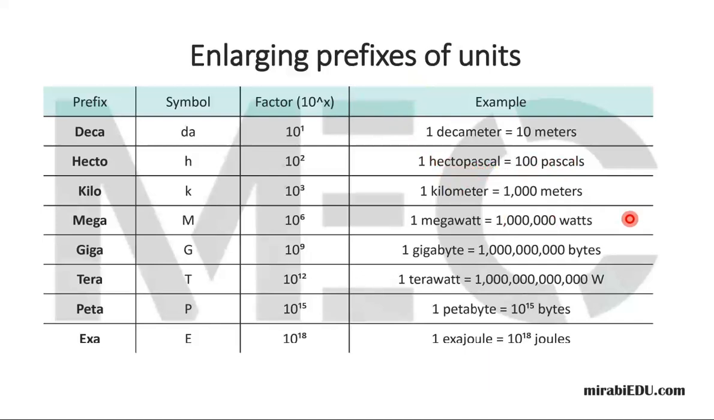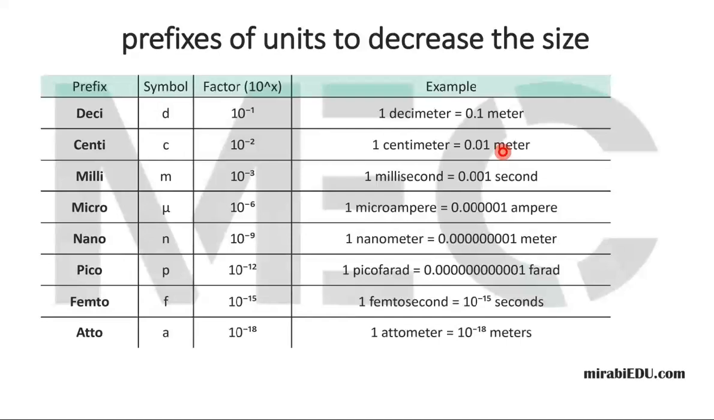Okay. We have some prefixes of units that decrease the size of units. They are deci, which is 1/10, centi is 1/100th, milli is 1/1,000th, micro is 1/1,000,000th, nano is 10 to the negative 9, pico is 10 to the negative 12, femto is 10 to the negative 15, and atto means 10 to the negative 18. So prefixes of units which decrease the size are usually shown by lowercase letters.